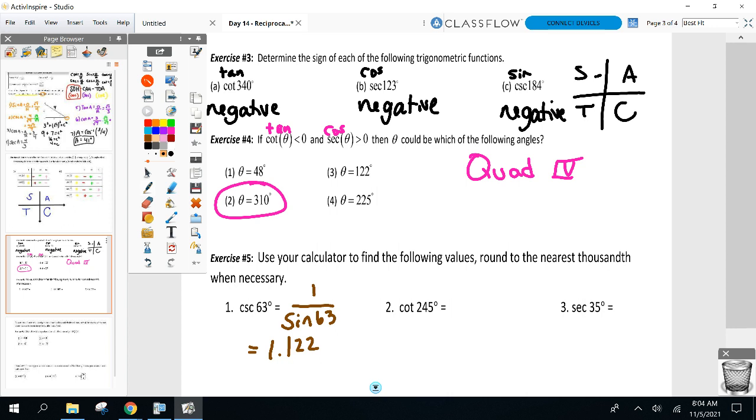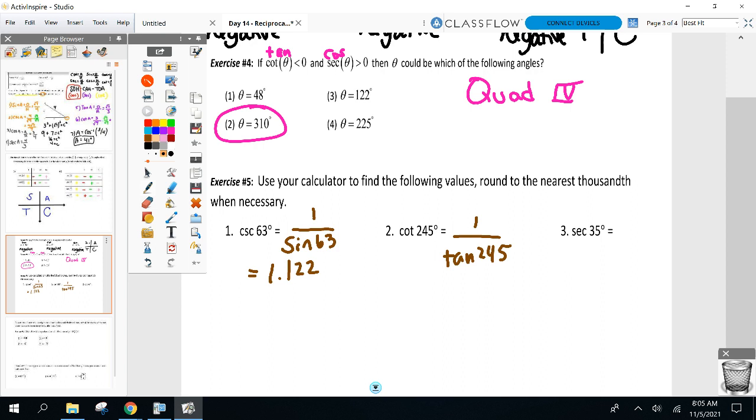Would that be the same as the inverse? No, totally different. Inverse finds me the angle. I already know the angle here. Cotangent of 245. So what do I need to flip? Tangent of 245. So I do 1 over tangent 245. Thousandth, I should have gone over three numbers after the decimal.